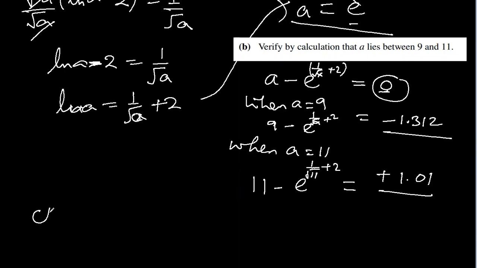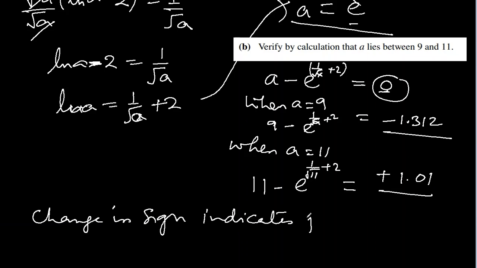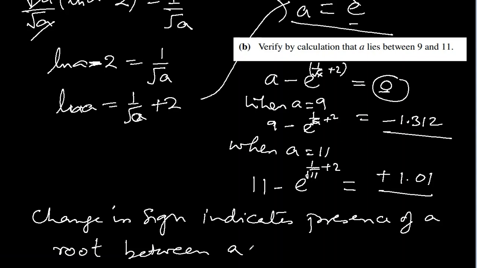So in such case, what do we write? We write that change in sign indicates presence of a root, meaning solution, between a equal to 9 and a equal to 11. That's what it means, and we have verified it. Okay, what about the next one?